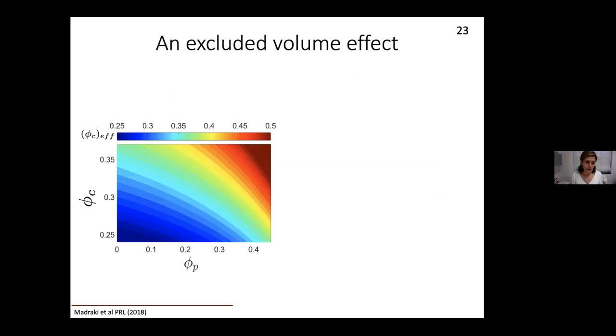And to test if this is true really, this is an experiment that we've designed. Based on the formula that we have, we can plot the color map of the effective solid volume fraction in the plane of the initial solid volume fraction of cornstarch or cement in the material, and also the solid volume fraction of large particles in the material.